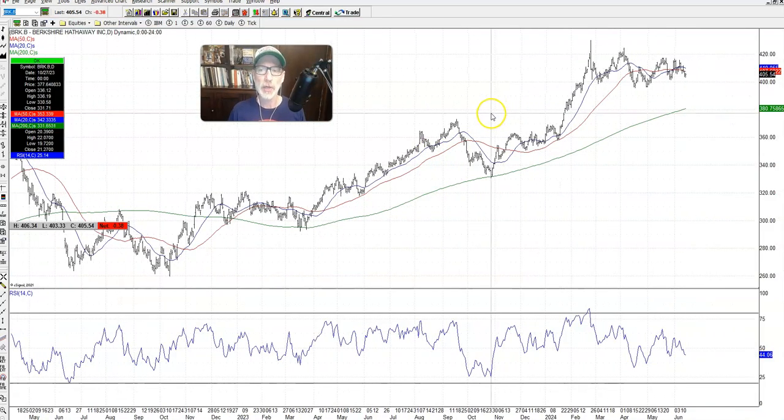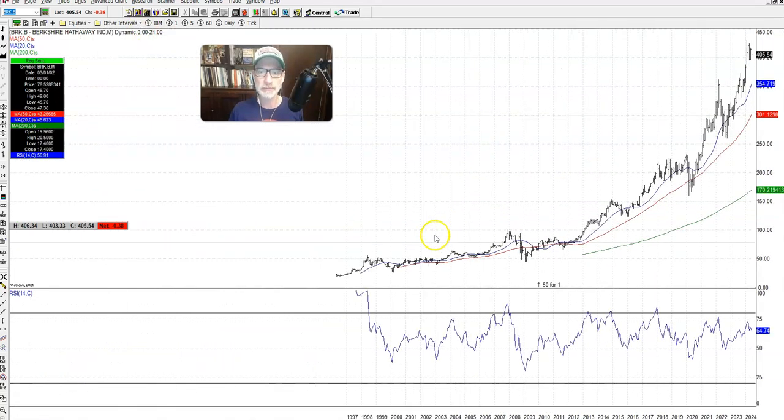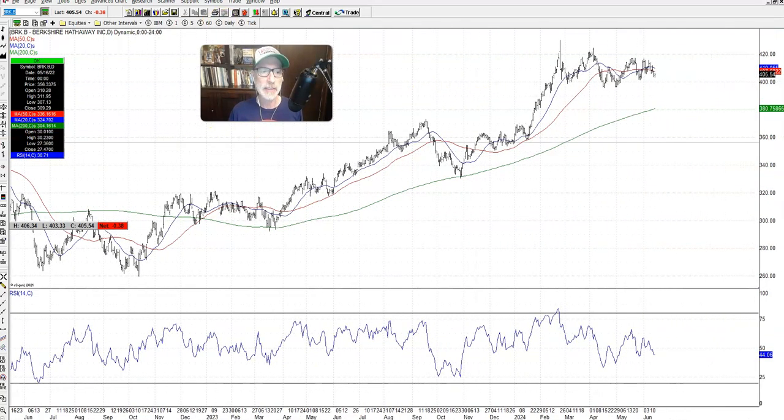I mean, if there's one person you want to follow, Warren Buffett. Let's look at the long-term chart of Warren Buffett. The stock just goes up. Now it's got some sideways consolidation here. Could be gearing up for a big move.